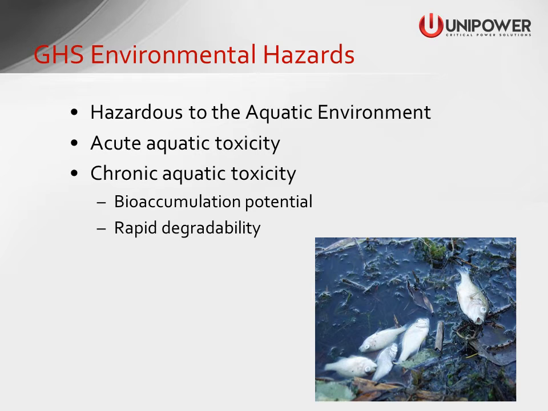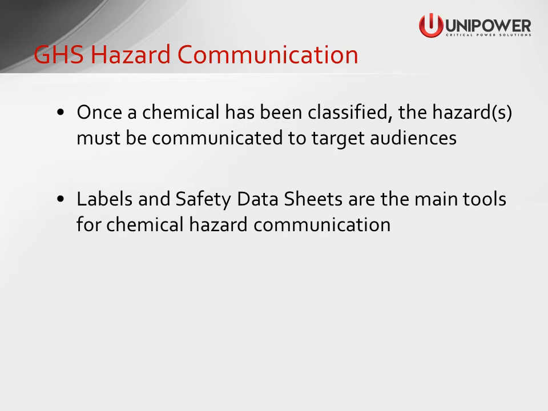Environmental hazards include hazardous to the aquatic environment, acute aquatic toxicity, and chronic aquatic toxicity. Once a chemical has been classified, the hazard must be communicated to the target audiences. Labels and data sheets are the main tools for this chemical hazard communication.